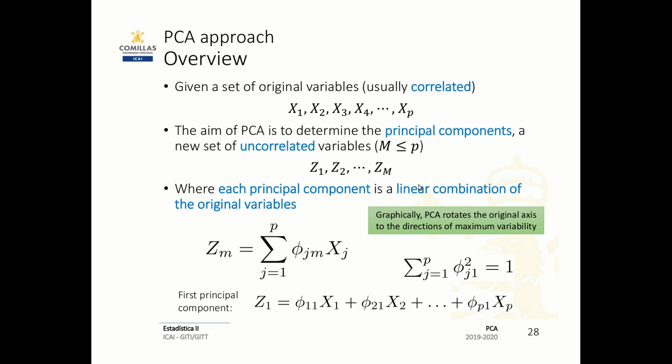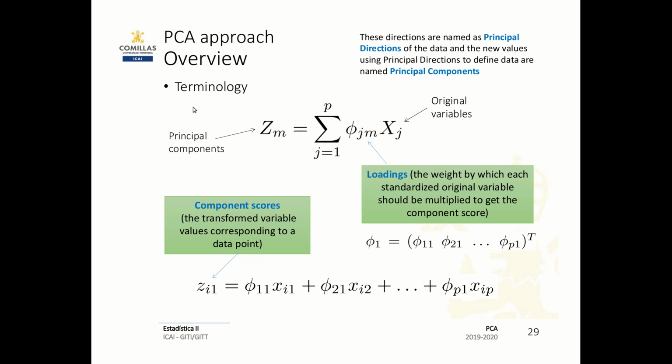So each one of these new output variables will be a linear combination of the input ones. For instance, the first principal component will be a collection of numbers multiplied by each one of the input variables, and there is a constraint on this linear combination that it has to be a unitary transform, so that the norm of the vector is 1. Okay, so the new variables are called principal components.